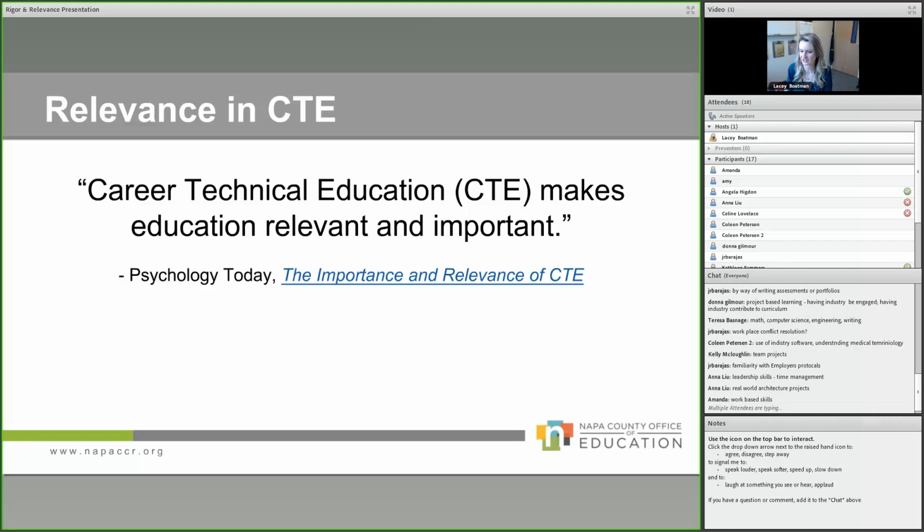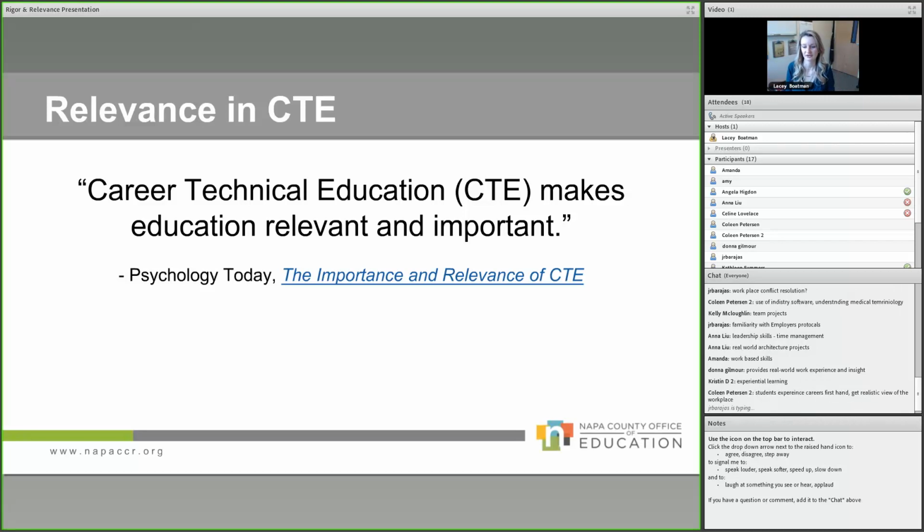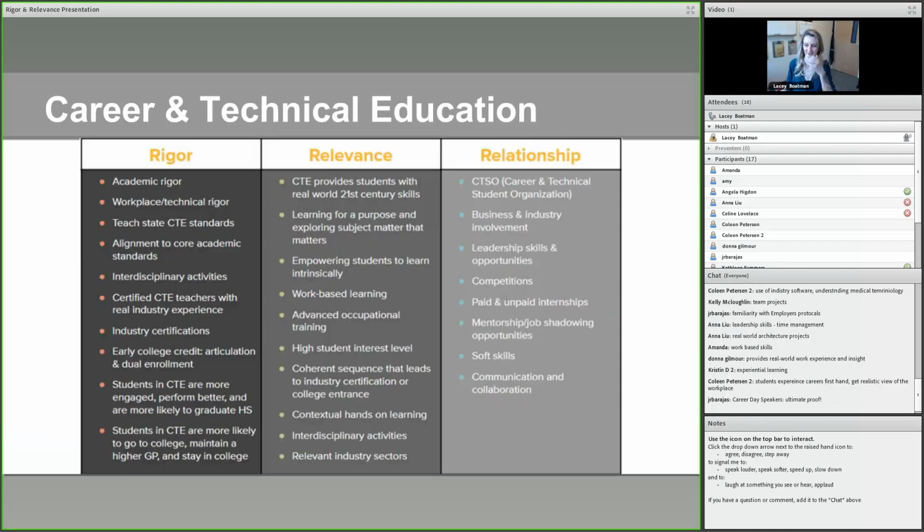Real world architecture projects, yep. Work-based skills, yep. We'll go a little more into detail on some of this. Provides real world work experience and insight, for sure. Experiential learning, yeah. Students experience careers firsthand and get a realistic view of the workplace. Excellent. Career day speakers, yeah, that's great. Ultimate proof. So some of what we talked about are work-based learning things.